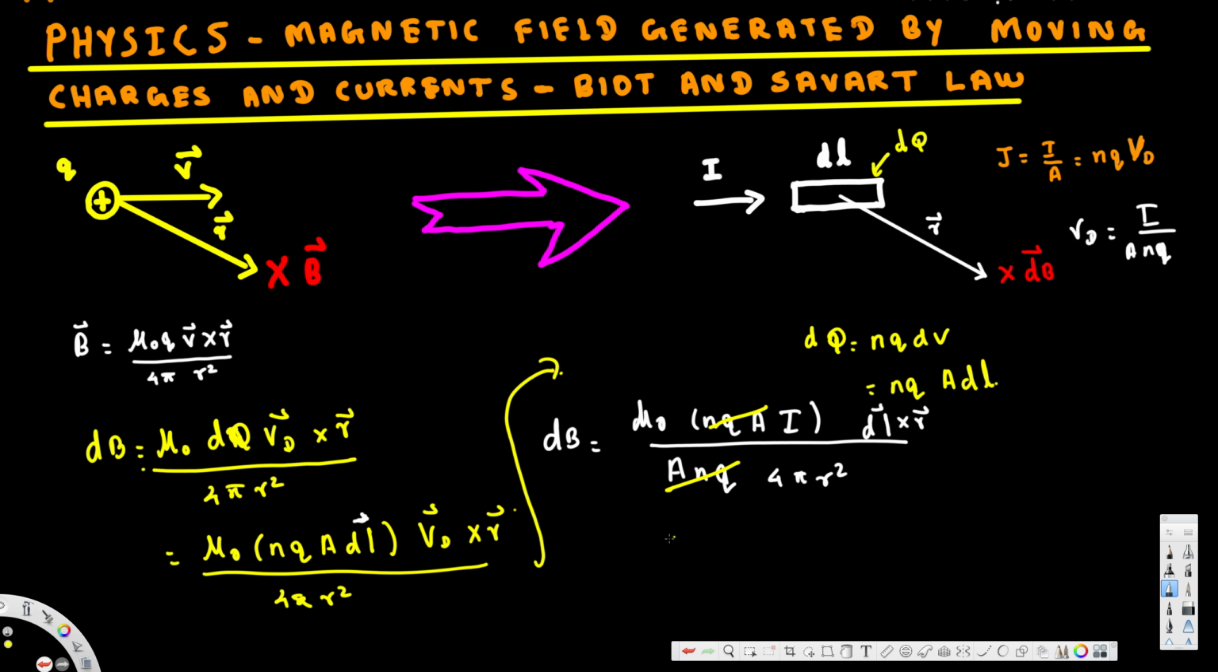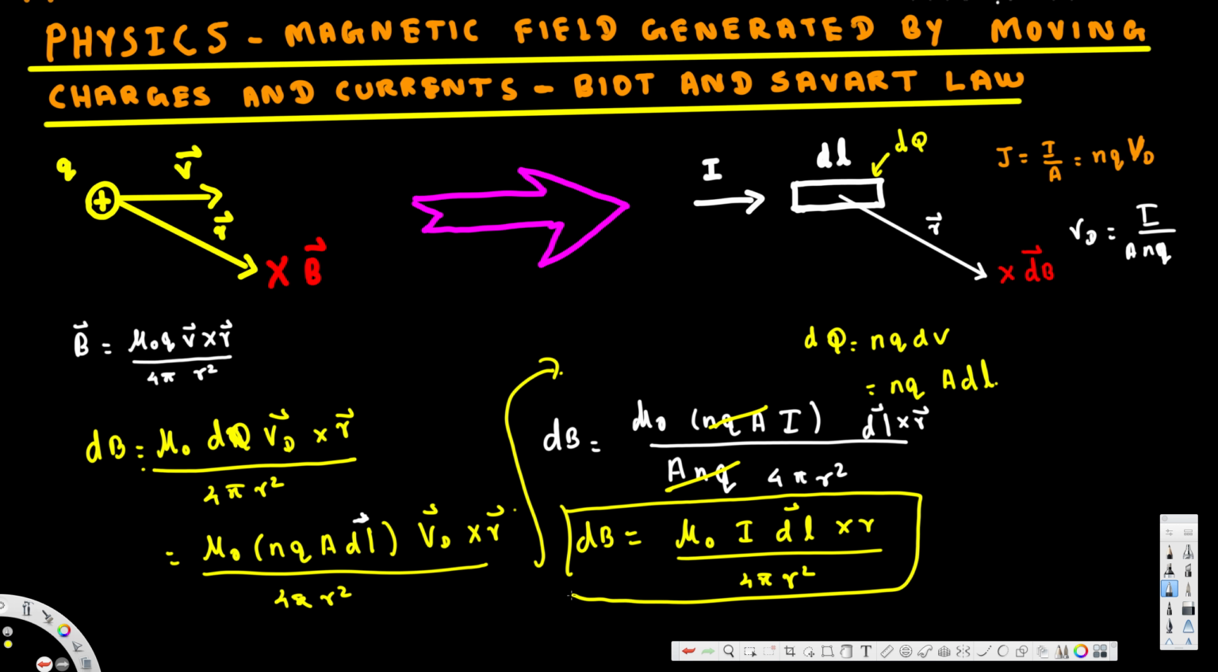Now let's solve this one. Here we have dB equals mu naught I dl cross r divided by 4 pi r square. This is the Biot-Savart law, and this is the final expression. I hope this helps. Thanks for watching.